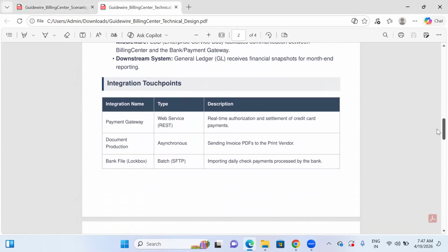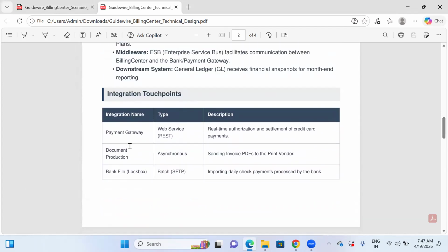Next, what are the integration points? These are the different integration points we have. One is the payment gateway integration point, where we use web services and RESTful APIs, so that for any payment settlements, real-time authorization and settlement for credit card payments can be done through the payment gateway. Document production is one more integration required, which is an asynchronous process, because you are sending invoice PDFs through the print vendor.